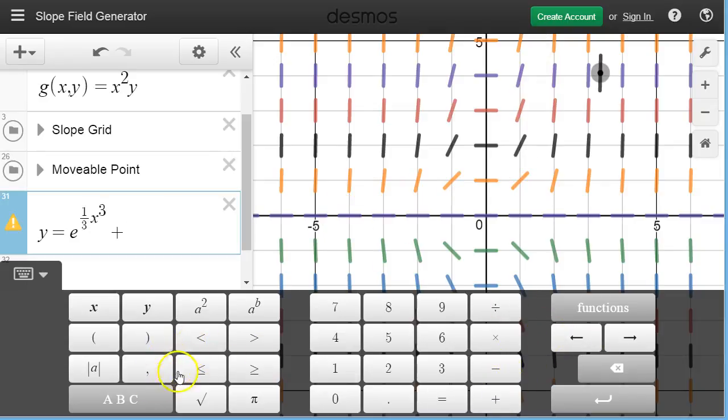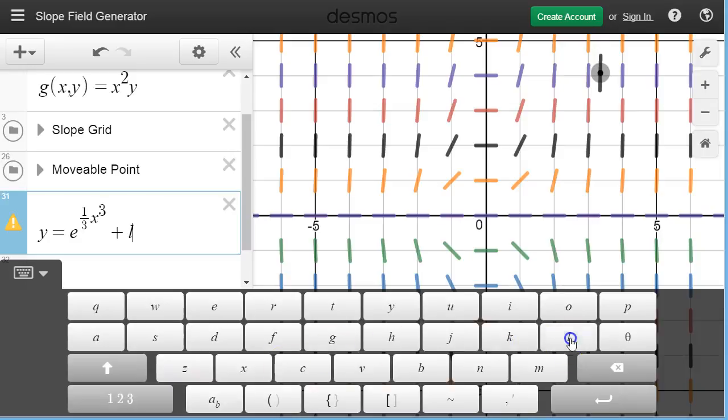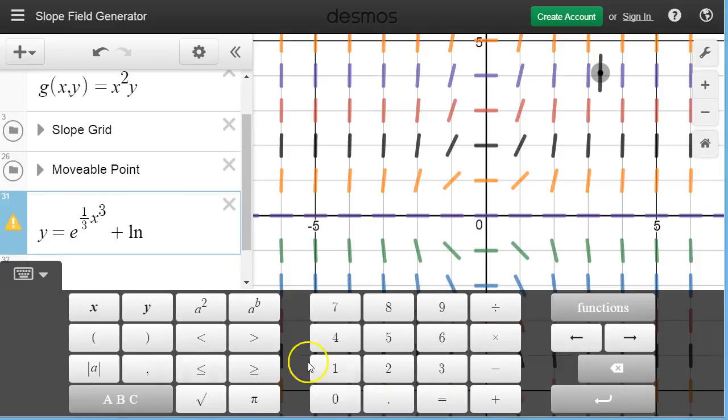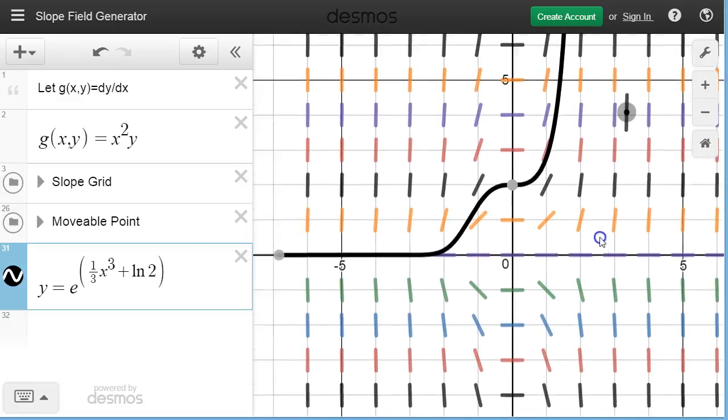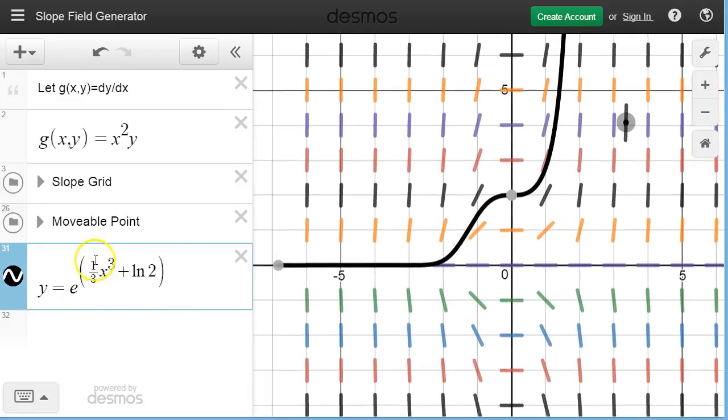The plus c is the ln, you can type in ln, of 2. Oh, except that should be upstairs, so I need to put this back in here. Okay, there we go. We just had to have parentheses around that. So it is e to the stuff up there plus ln of 2. And if you check, it is going through (0, 2). So the curve is jumping up, following the slope field, flattening out, then jumping up like the slope field said it should.